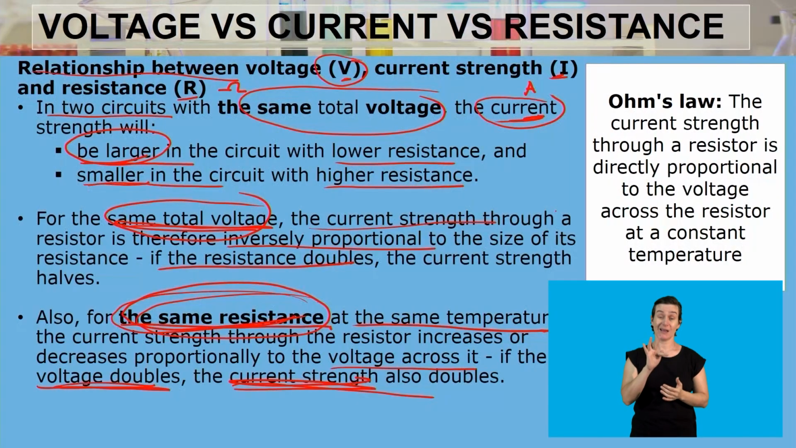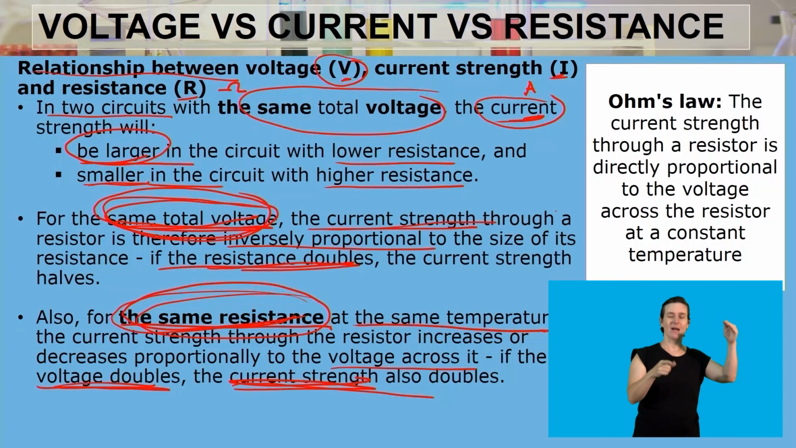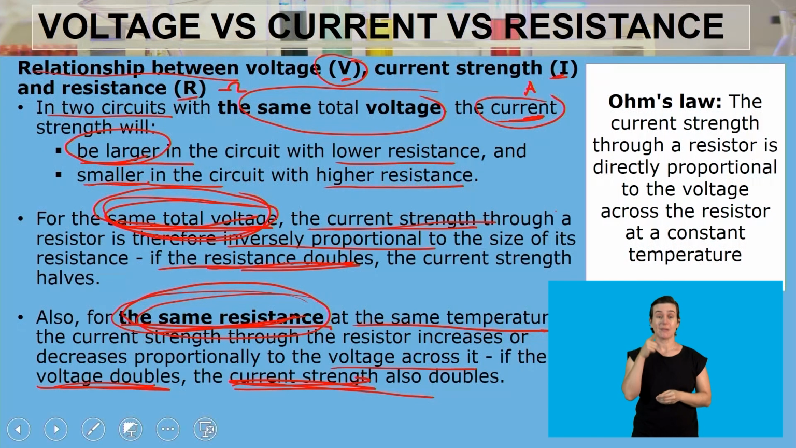However, if the total voltage remains the same, we are looking at the relationship between the resistance and the current, and their relationship is inversely proportional. When one goes up, the other must come down. Remember, they are going to be increasing or decreasing in the same ratio.